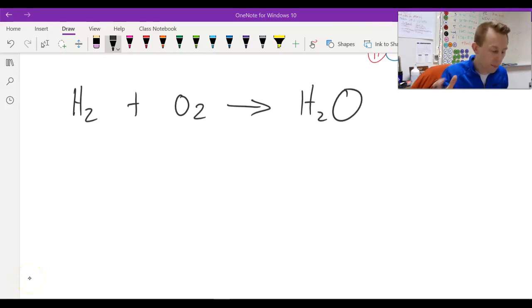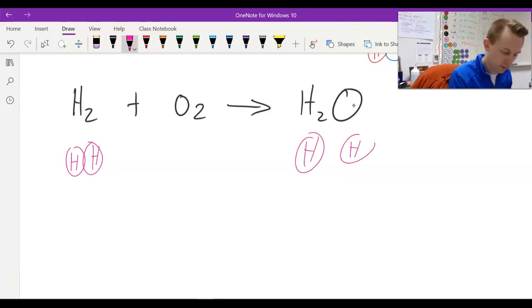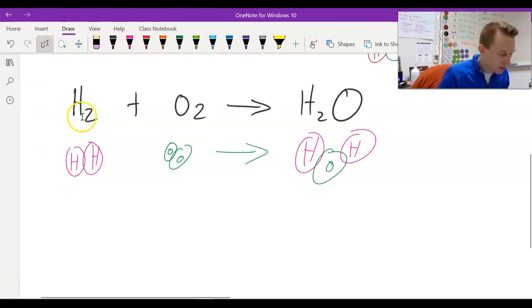Very popular, very common chemical equation. Hydrogen gas and oxygen gas react to form water, H2O. We can start this in a very similar way. I've got my 2 H's on the left, and I have 2 H's on the right. But then I also have 2 oxygens on the left, and then I just have the 1 oxygen here. So again, 2 H's, 2 O's drawn here, and then 1 H2O.